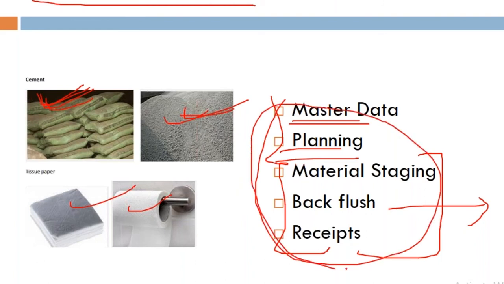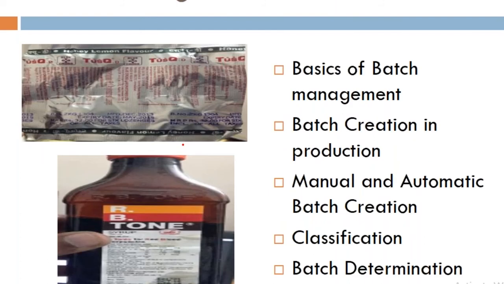So here we will see how to create the required master data, how the planning is done, and how the production execution is done. All those things we will discuss. So we will see one full flow of repetitive manufacturing.